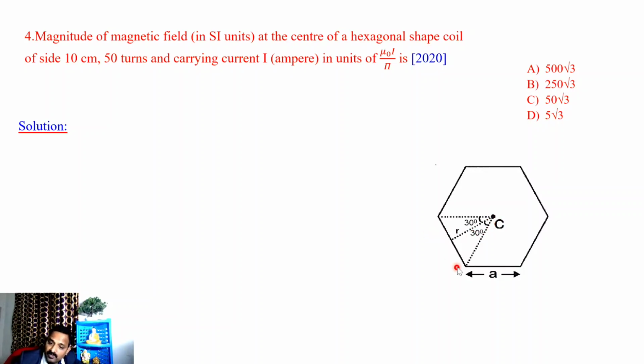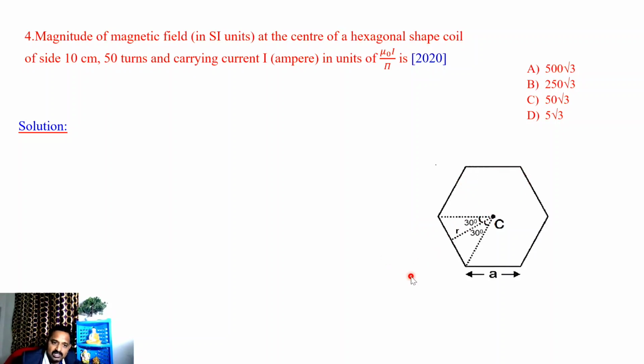For a finite wire, at a point C, the strength of the magnetic field is mu naught I by 4 pi r bracket of sin alpha plus sin beta, my dear student. So here alpha and beta, I will write 30 and 30. See, my dear student, I will show the formula here. Here we are finding for 6 sides, and the number of turns we have is capital N, that means 50 turns.